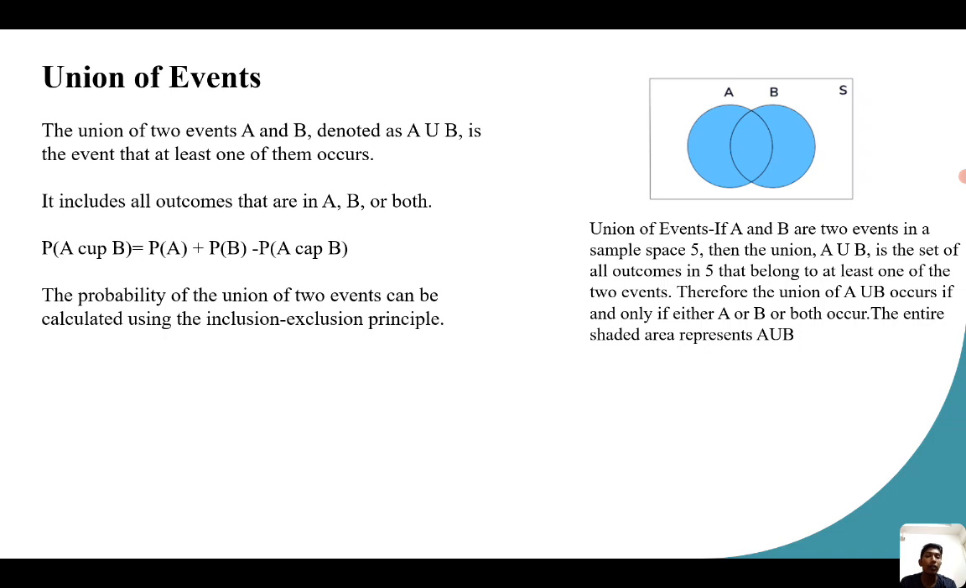Union of events. If A and B are two events in a sample space S, then the union A union B is the set of all outcomes in S that belongs to at least one of the two events. Therefore, A union B occurs if and only if either A or B or both occur. The entire shaded area in the figure represents A union B.